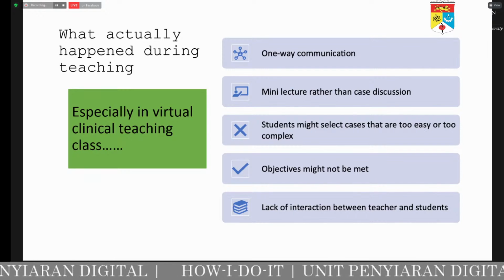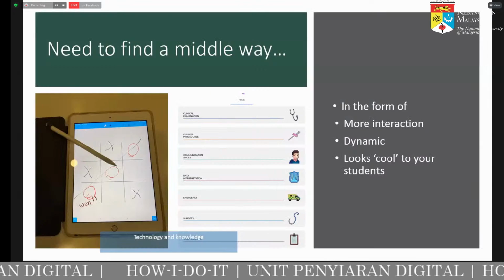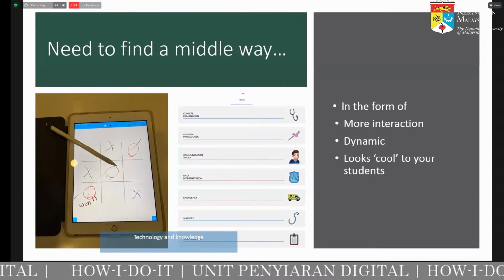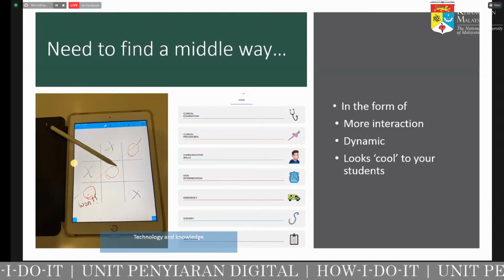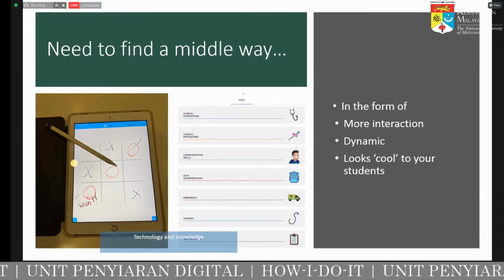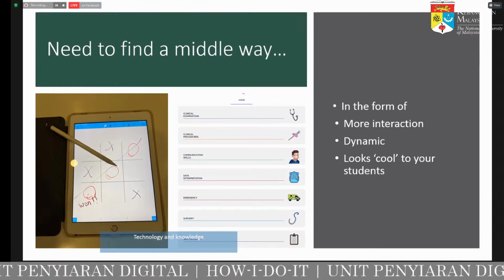So how do I do it? The next one is that you need to find a middle way, with more interaction and dynamism, but at the same time looking cool to your students. That's most important, to look cool to your students.